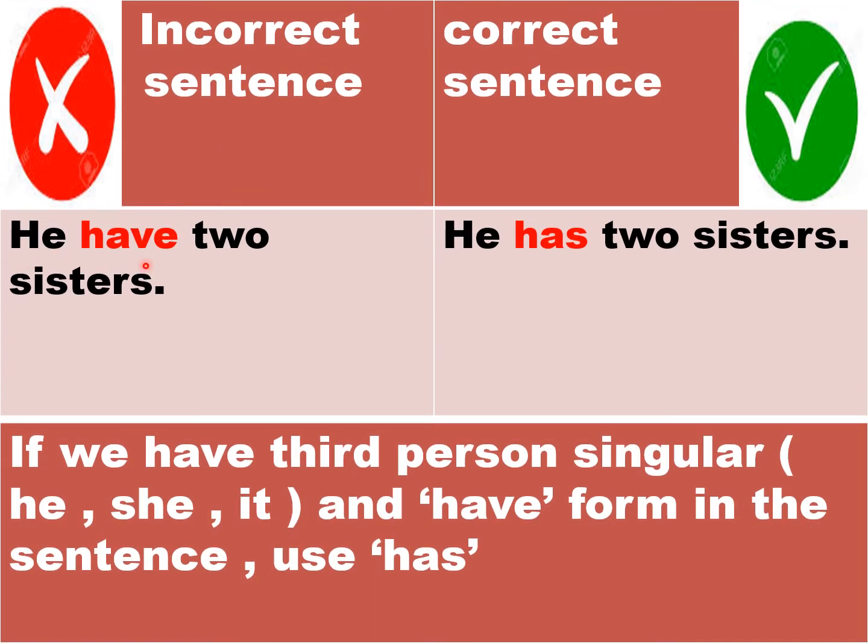He have two sisters. What is the error in this sentence? See the rule. If we have third person singular and the have form in the sentence, use has instead of have. He, she, it are third person singular. So, we must not use this have. Instead of have, we must use this has. He has two sisters.